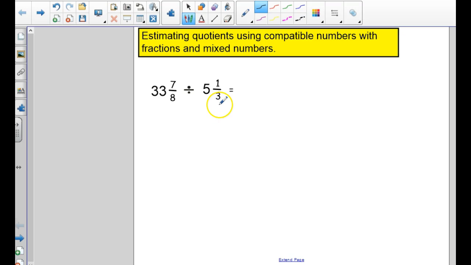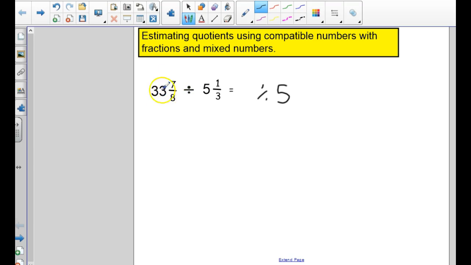So let's think about 5 and 1/3 and how we would estimate that to the nearest whole number. Between 5 and 6 on our mental number line, we want to say that 5 and 1/3 is closer to 5. So we're going to choose 5 as a good estimated whole number for 5 and 1/3. I'm going to write my division sentence in the same order in which I see it here. And now I'm going to think about the dividend, 33 and 7/8.